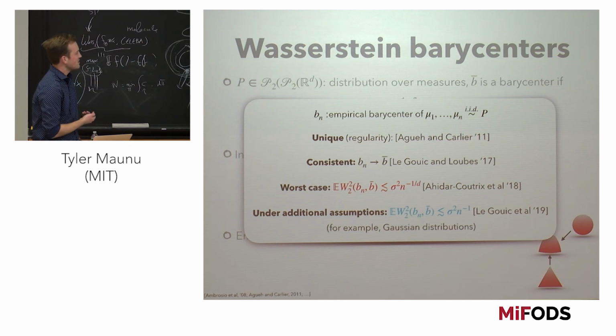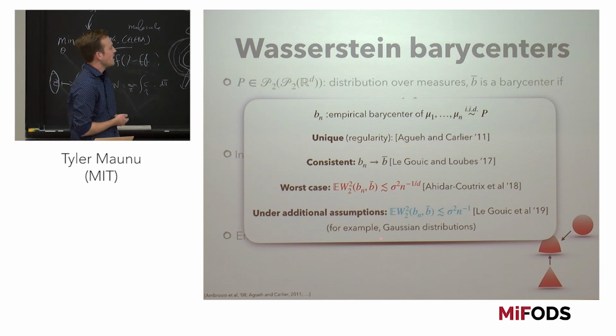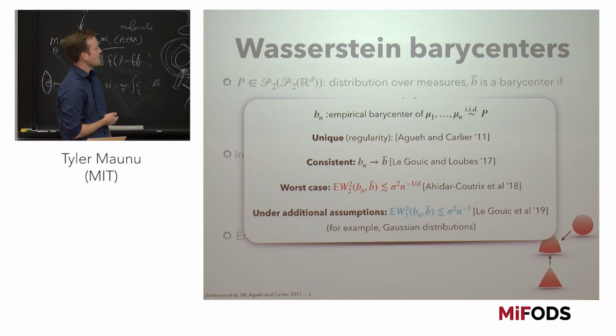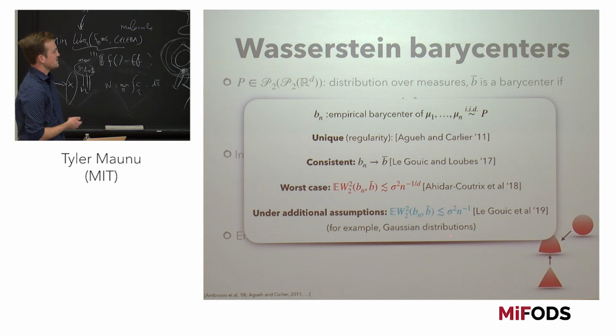However, recently, under additional assumptions, more regularity on this P distribution, you can get better rates of convergence. We can actually show that the empirical barycenter converges to the true barycenter with a parametric rate, a 1 over n type rate. And this holds, for example, with Gaussian distributions, which will be the case that we discuss more in depth later on.